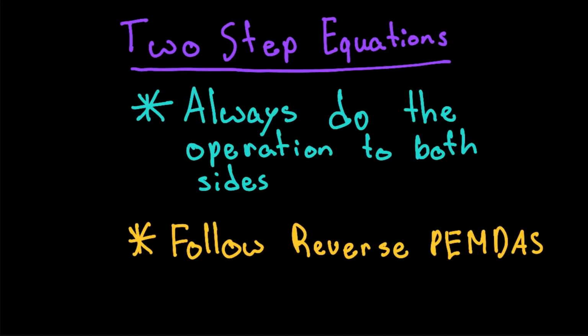Here are the two general rules for all two-step equations. Firstly, we will do the operation to both sides of the equation to ensure that we have a balance in our equation. Next, we will follow reverse PEMDAS. So that'll be addition and subtraction first, and then division, multiplication. And then if we have exponents, we will do that, and then parentheses. Once you understand these two rules, two-step equations become very easy to solve.